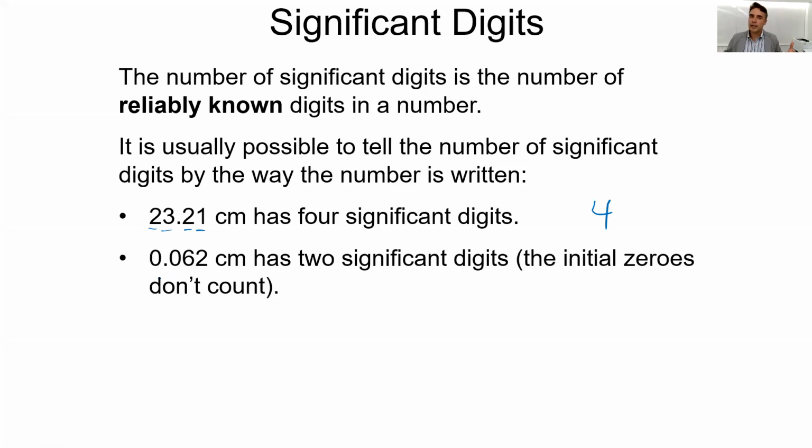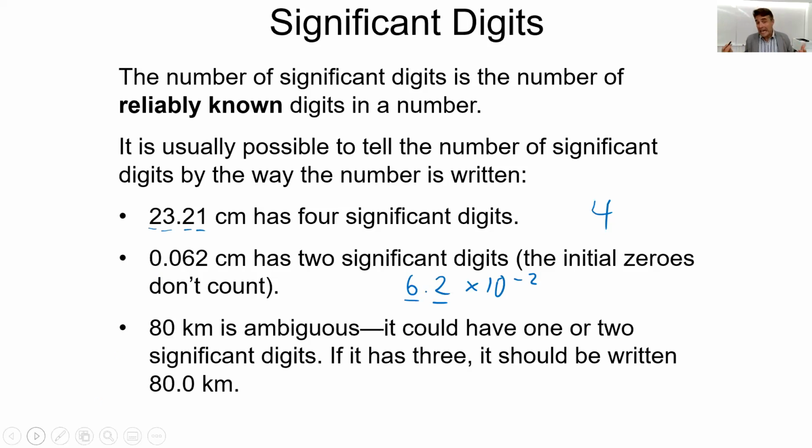What they are is placeholders to make you know that the 6 and the 2 are talking about the hundredths column and the thousandths column. One way I like to remember this is sometimes I write it as 6.2 times 10 to the minus 2, scientific notation. And then you always get the right number of significant digits. And then 80. Someone says 80 kilometers. That could be either 1 or 2. I'm not quite sure. I guess you could say it's ambiguous.